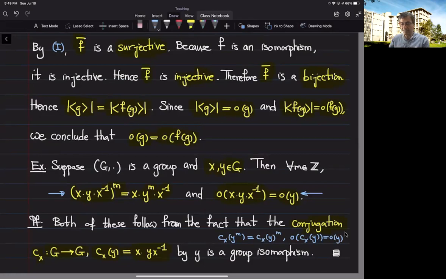And we see that when I conjugate an element raised to power m, it's like conjugating that element and then raising to power m. So they switch together. These are both important equalities. Please pay attention and make sure that you know how to use them.